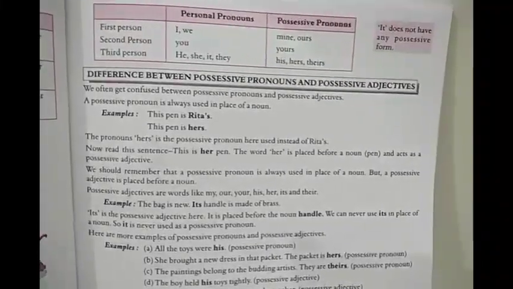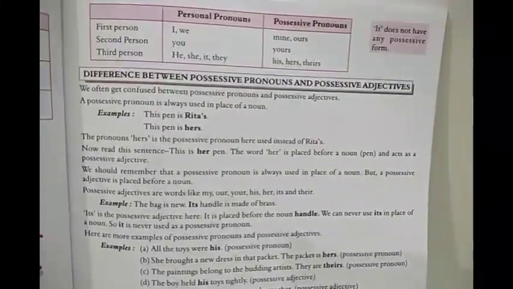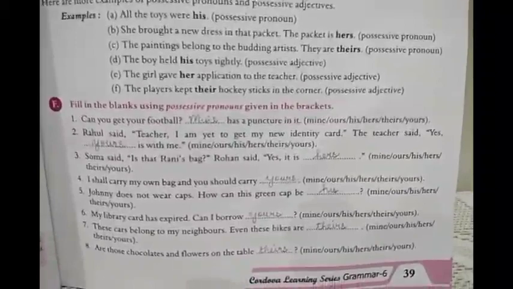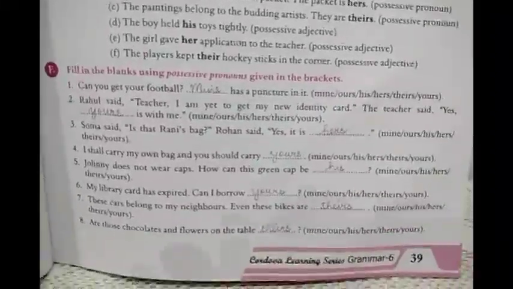A possessive pronoun is used in place of a noun and a possessive adjective is placed or used before a noun. The next one is, this is the exercise here, number F. This also I'll give you. Let's go to the next kind of pronoun, that is demonstrative pronoun.